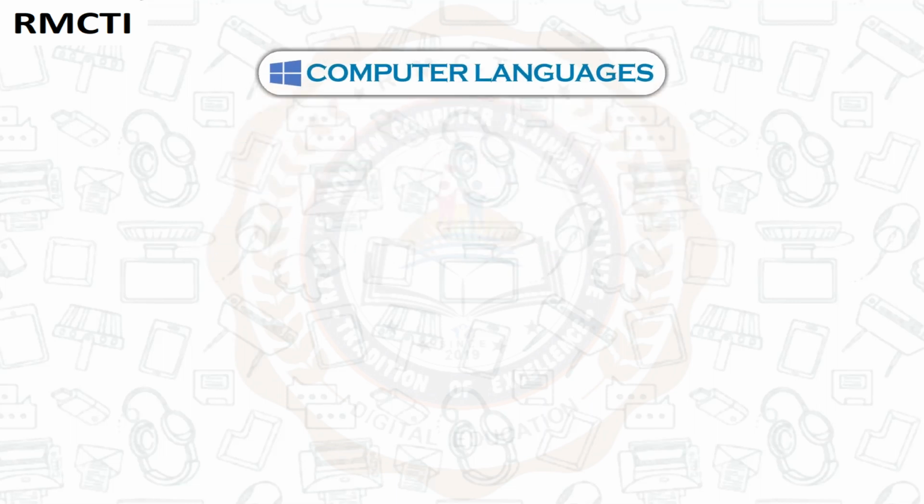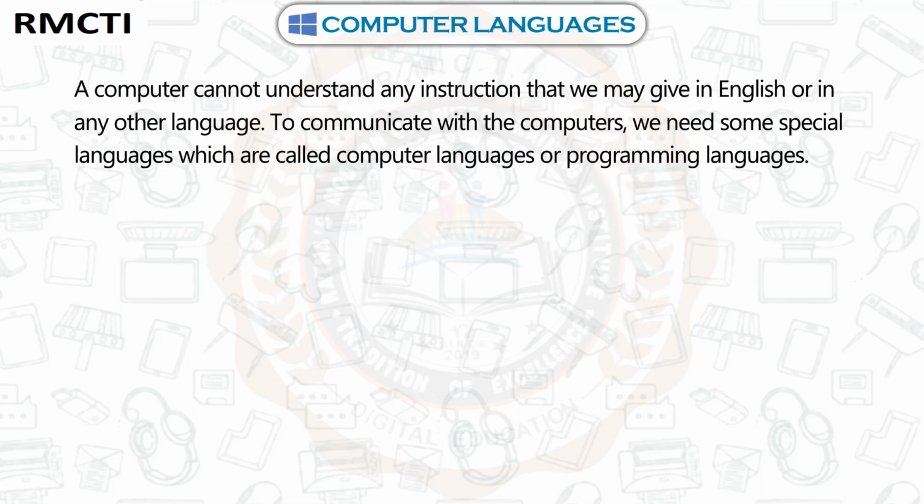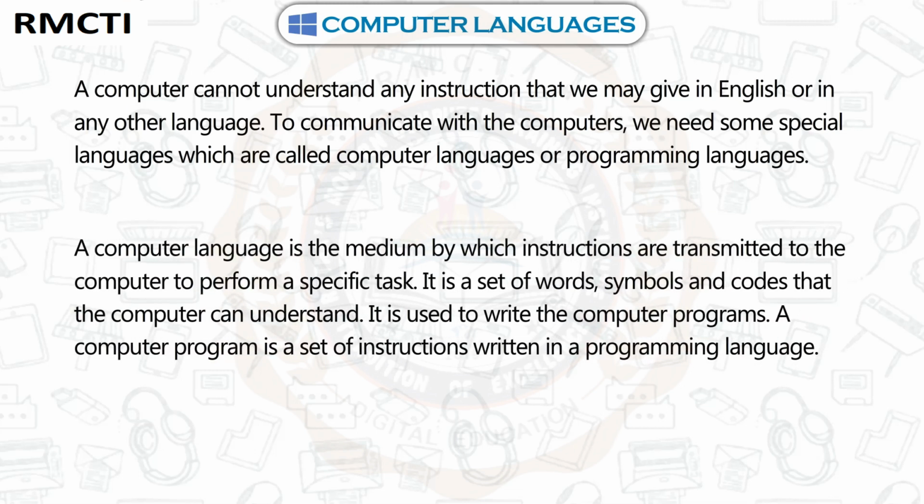Computer languages. A computer cannot understand any instruction that we may give in English or in any other language. To communicate with computers, we need some special languages which are called computer languages or programming languages. A computer language is the medium by which instructions are transmitted to the computer to perform a specific task.